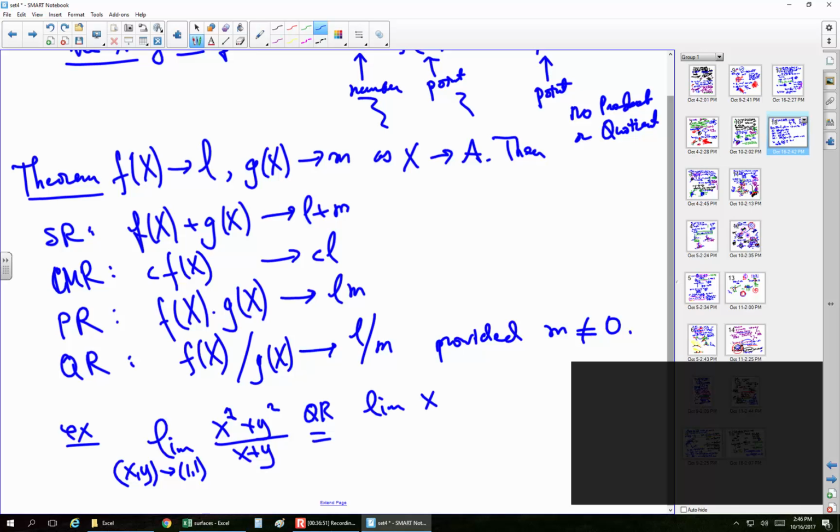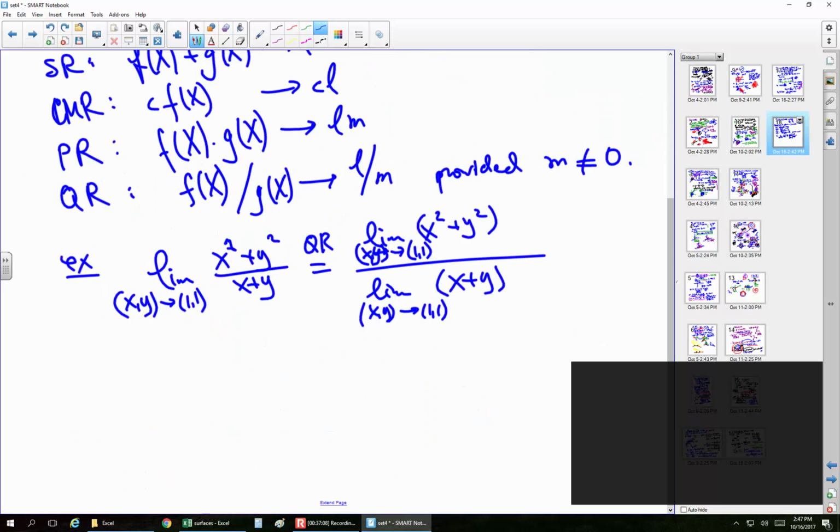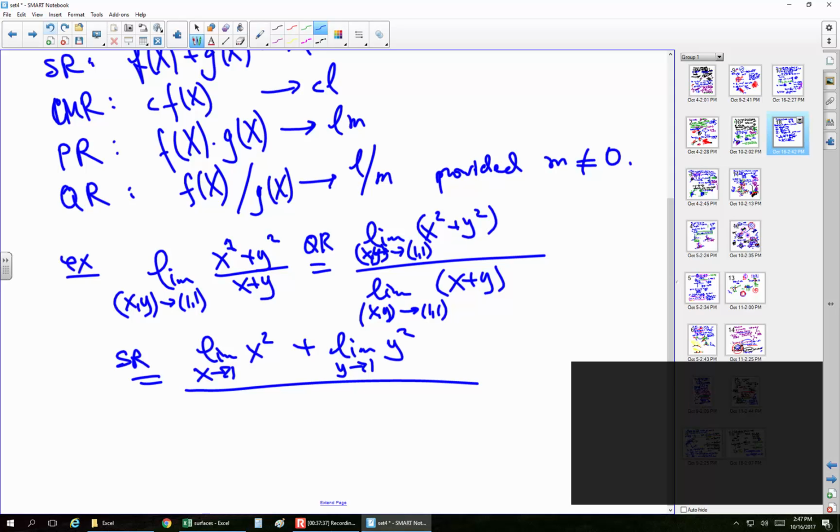So I have then the fraction of limits: the limit as x, y goes to 1, 1 of x squared plus y squared, over the same limit, x, y goes to 1, 1 of x plus y. Then in each of these, I could break it apart using the sum rule. So I'll have the limit of x squared plus the limit of y squared. And now the good news is that we have one variable in each. If that's the case, we can throw the other one out. So x goes to 1, y goes to 1, because if it is independent of y, the limit is the same. The limit is independent of the other variable. Similarly, in the denominator, we have the limit as x goes to 1 plus the limit as y goes to 1. And then we compute these limits using calculus 1.